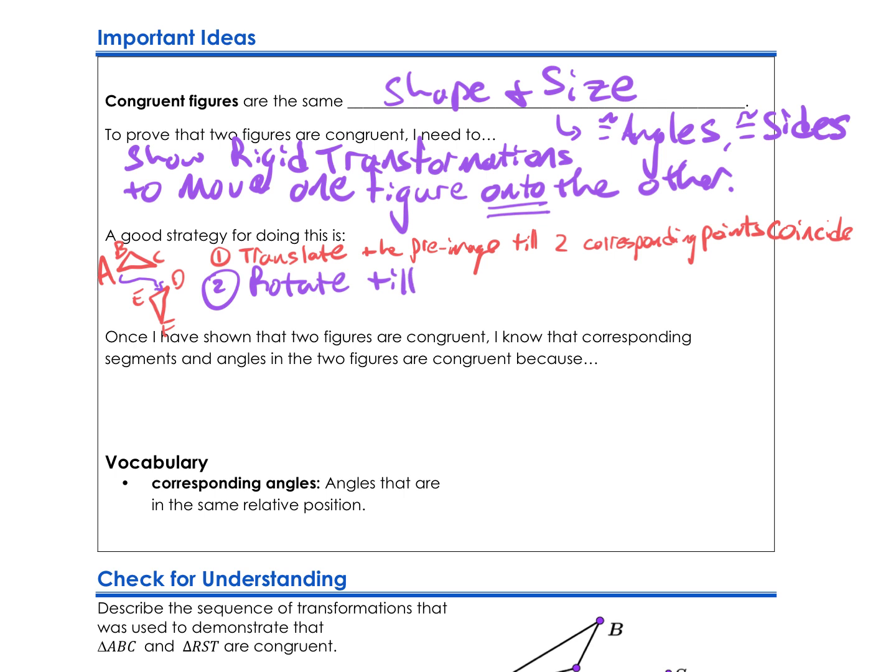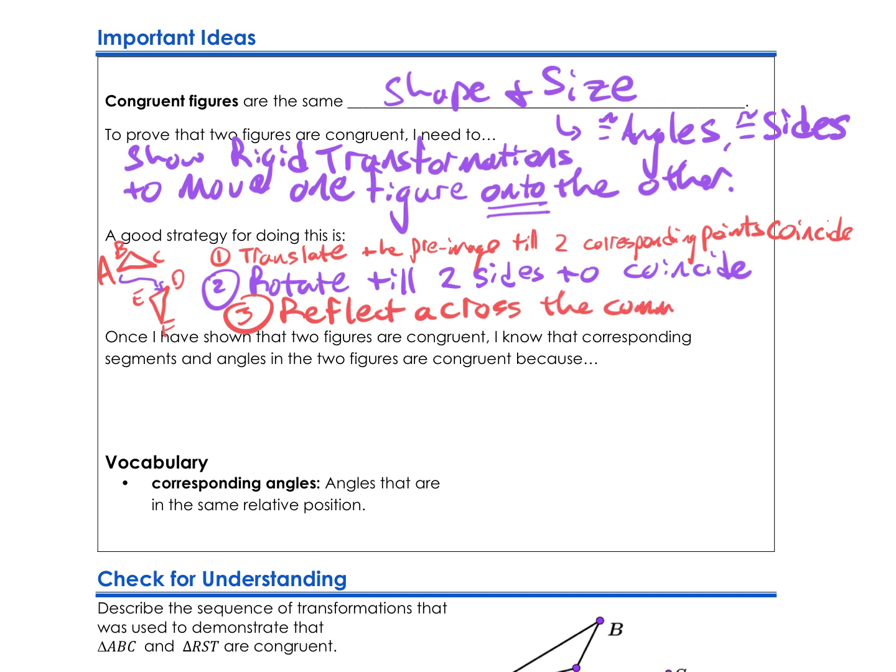till two sides line up. We rotate around a point, but we want two sides to line up, or coincide. Two congruent sides, so we can make this AC line up with this DF. And then step 3, if needed, we can reflect across that common side. So that we found was pretty useful. We'll practice that in a second.